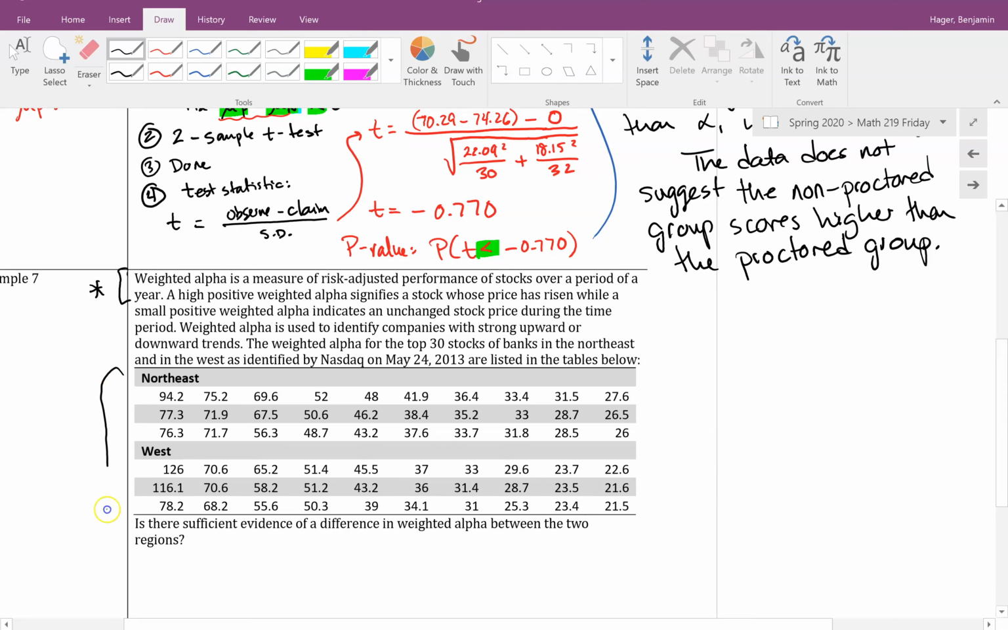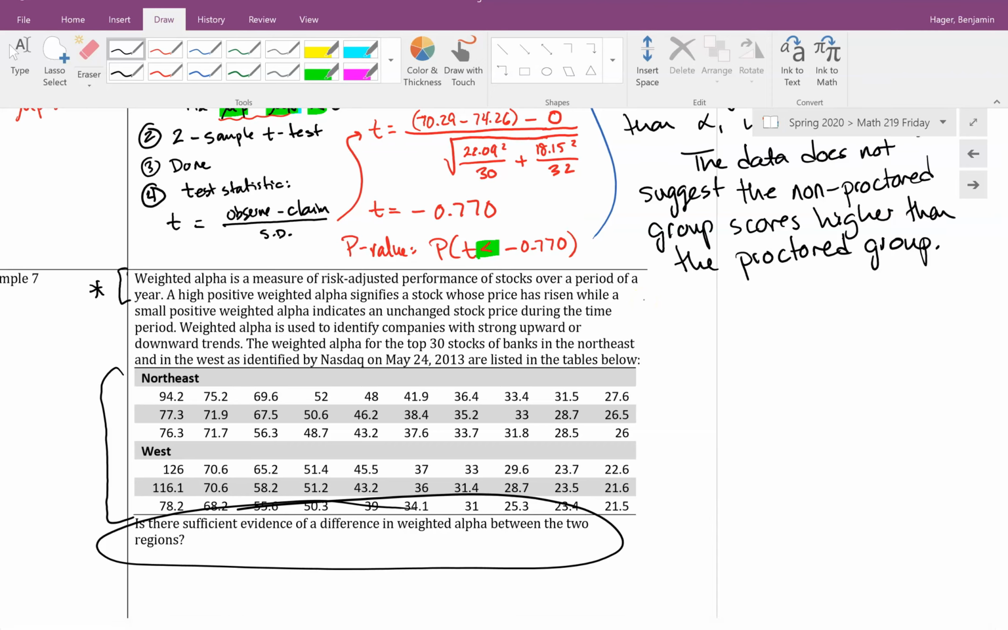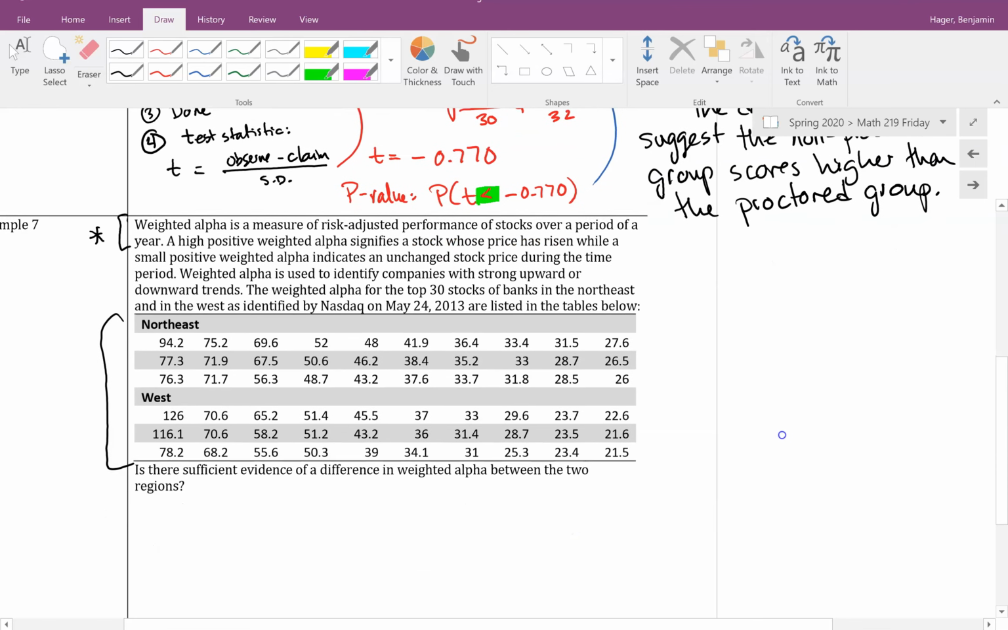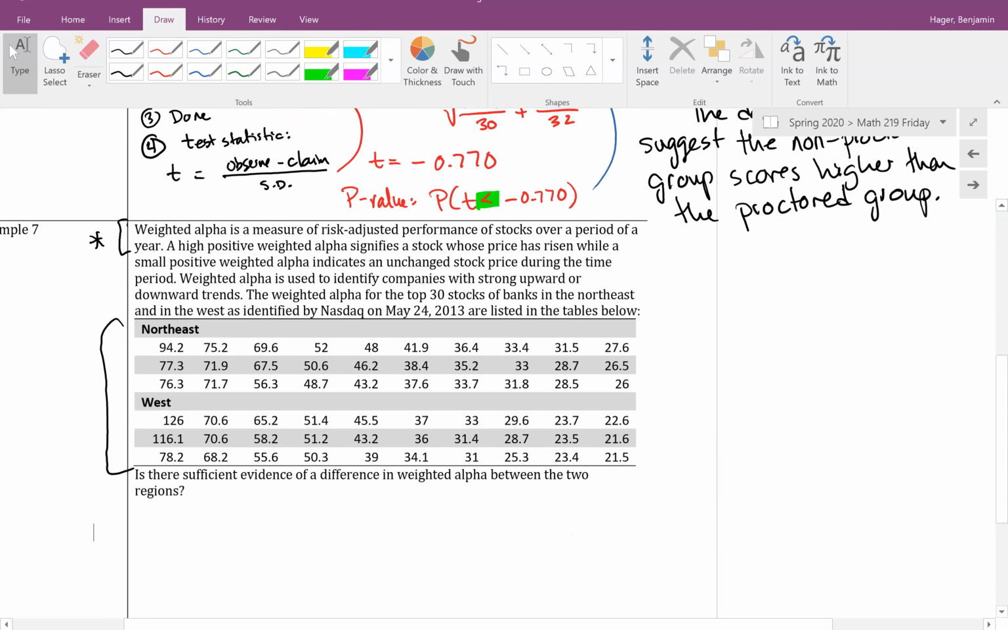That doesn't mean I couldn't do the hypothesis test. If you give me data and ask me to perform a test, I could do that for you, no problem. I don't have to understand what it means. I can look at those numbers and tell you if one data set is bigger than the other, statistically. So you don't have to understand the problem to do it. It says, is there sufficient evidence of a difference in weighted alpha between the two regions, northeast and west?